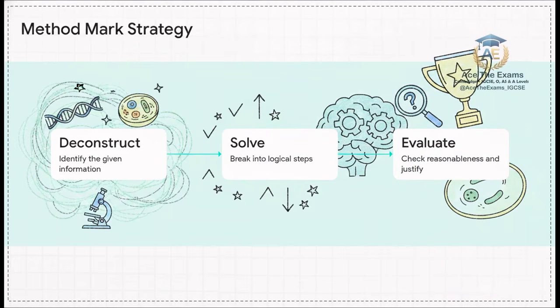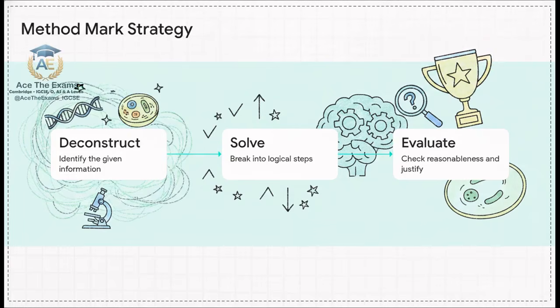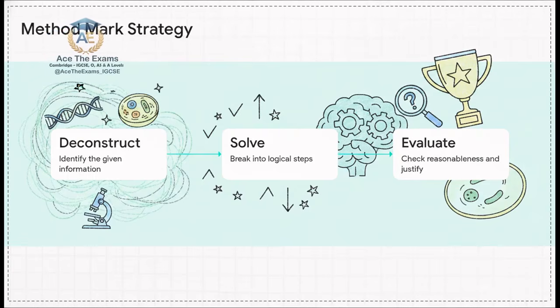So to actually secure those quick wins, you need what we call the method mark strategy. Remember, marks are super often awarded for your process, not just that final conclusion at the bottom of the page. Top-scoring candidates approach problem-solving in this specific topic using a really strict three-step sequence. Deconstruct, solve, and evaluate. First, they identify the given info, then they break the problem down into logical steps to solve it systematically, and finally, and this is key, they check for reasonableness and make justified recommendations.